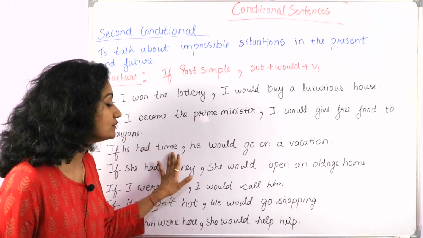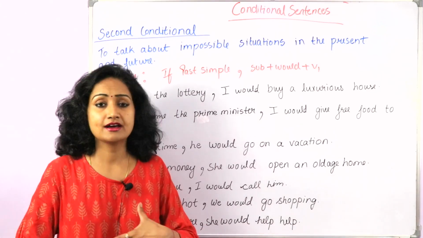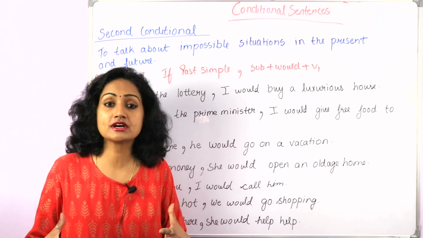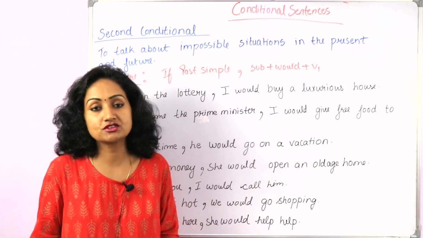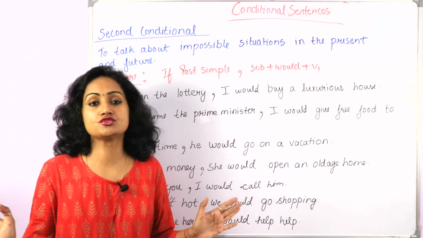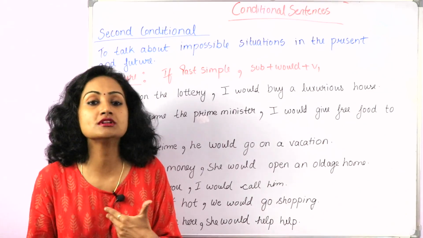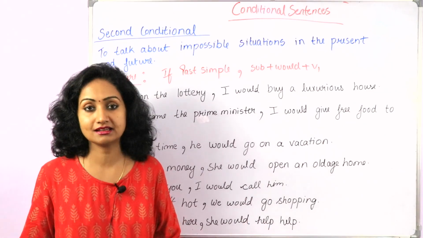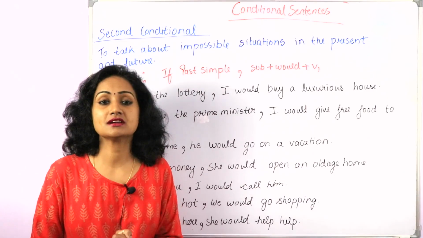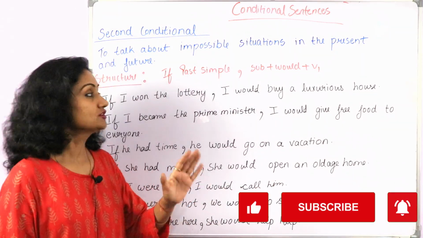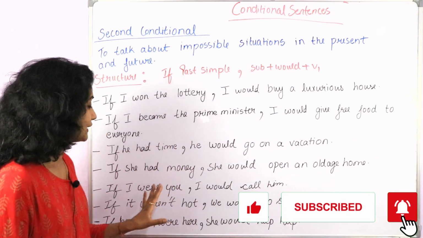If he had time, he would go on a vacation. Sometimes we also say this: I'm very busy these days, and I know that for another 2-3 years I will not have time. But I can imagine, if I had time, I would go on a vacation. I would enjoy. I would sleep whole day. I wouldn't do anything. So that's all imagination. It's an imagination, and it's a hypothetical situation. So in this condition, we use second conditional sentences.